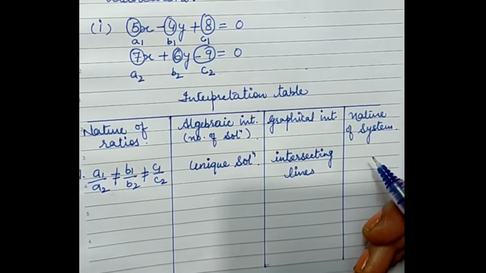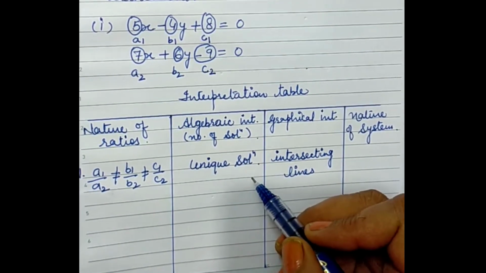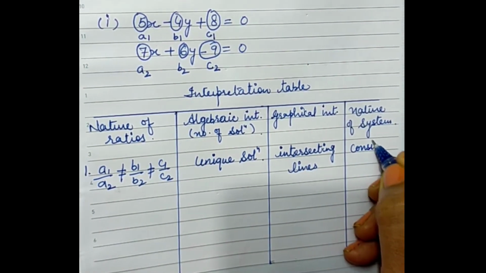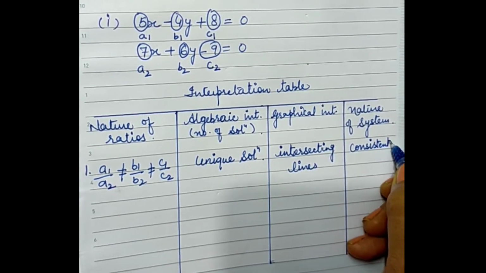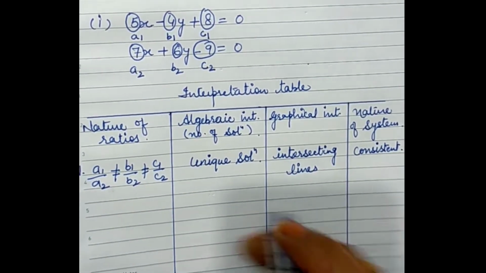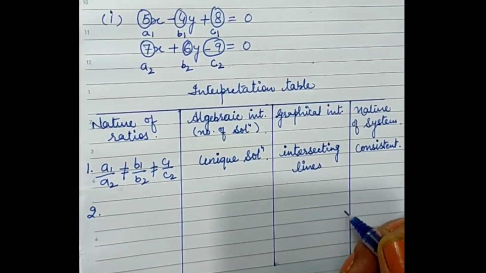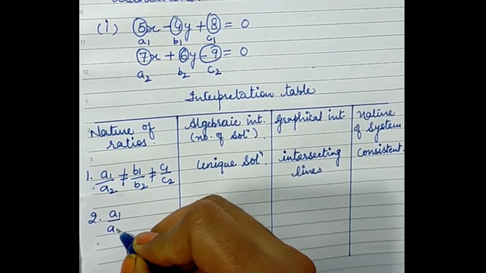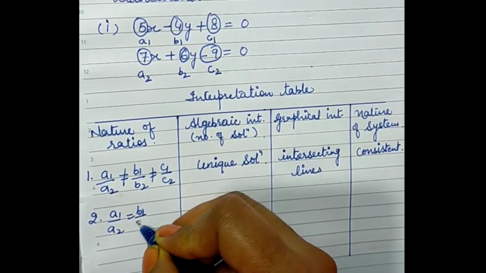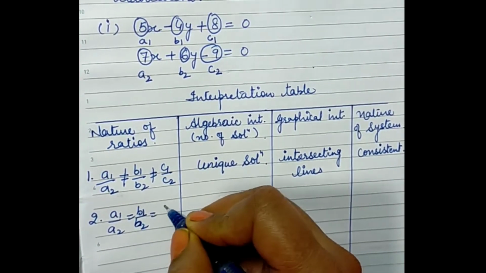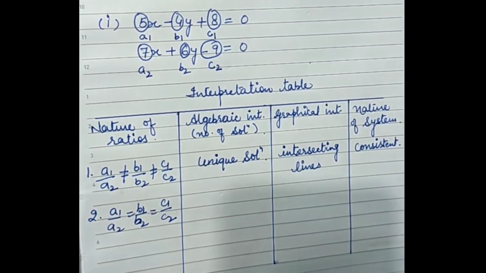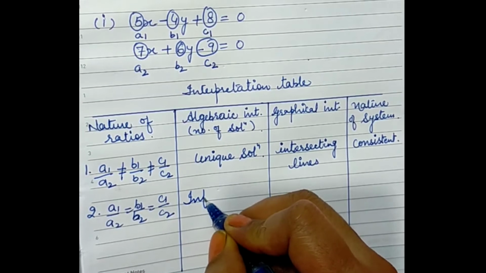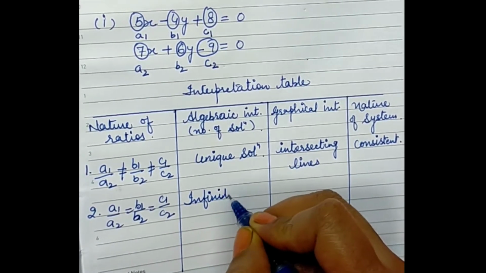Now, the nature of the system. Whenever we have any solution, the system will be consistent, and we can solve a consistent system only. Then we have the second type of nature. Here all the ratios were unequal. Now I am taking all the ratios to be equal. If a1 over a2 is equal to b1 over b2 is equal to c1 over c2, that means all the ratios are equal. In that case there will be infinitely many solutions.